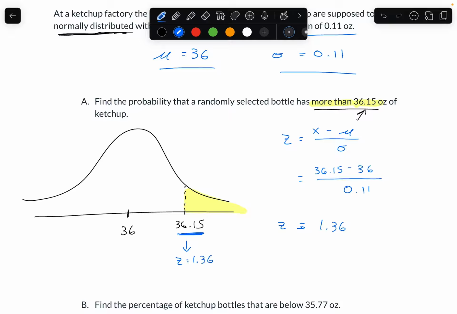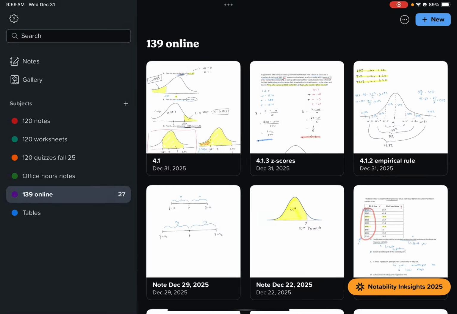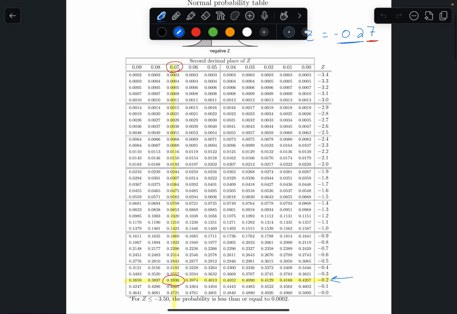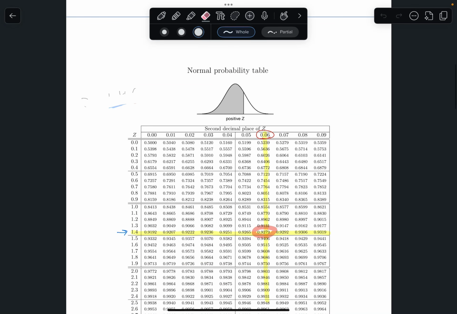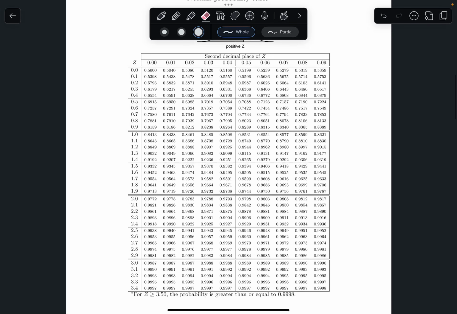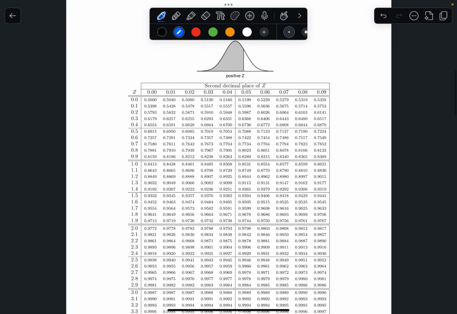So another way that I could phrase this question is I could say I want to find the area to the right of 1.36. And at this point, we now need to hop back to our z-tables and use that to help me find this area. So let's go ahead and hop back over here. We want a positive z-score, so we're going to scroll down to our positive z-scores, and let me erase stuff from our last video. So we said our z-score is 1.36.